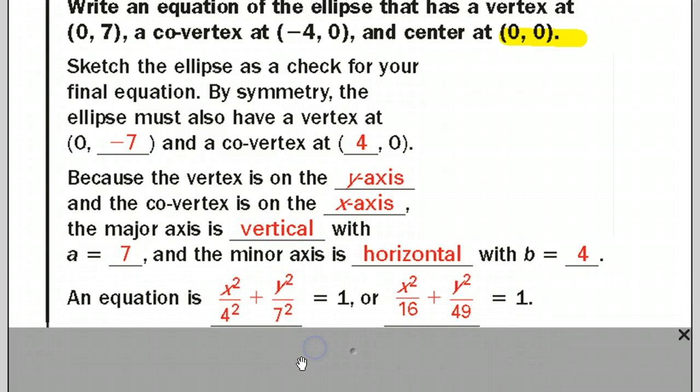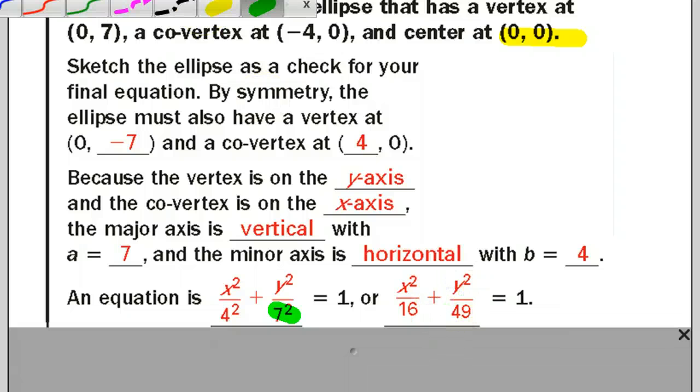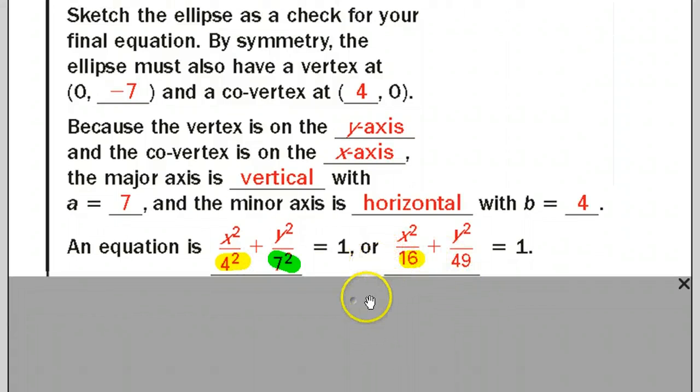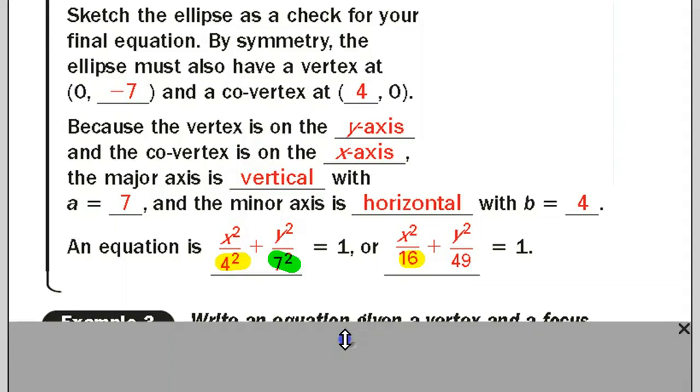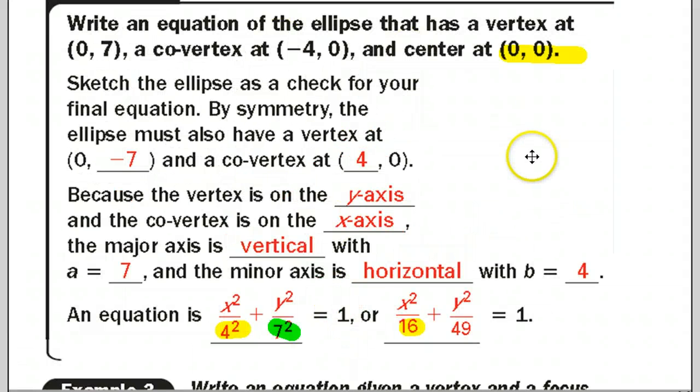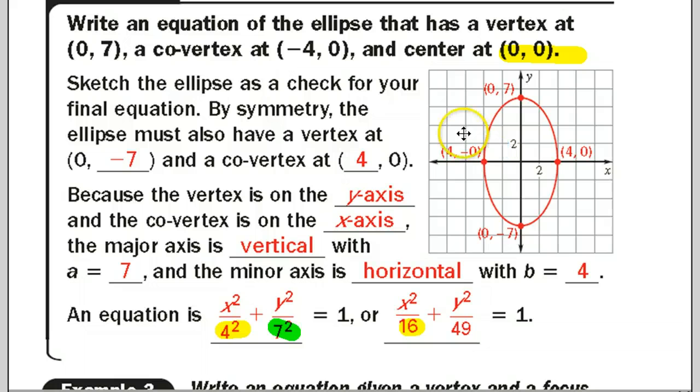So all I have to do now is write x squared over b squared plus y squared over a squared, where a squared goes underneath the y and b squared goes underneath the x. Okay? And consequently, now we have our equation: x squared over 16 plus y squared over 49 is equal to 1. And if you want to see the graph of that, we can graph it based off of the information they gave us, and the equation of this ellipse is such.